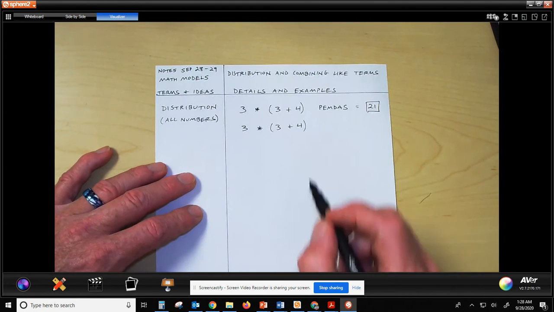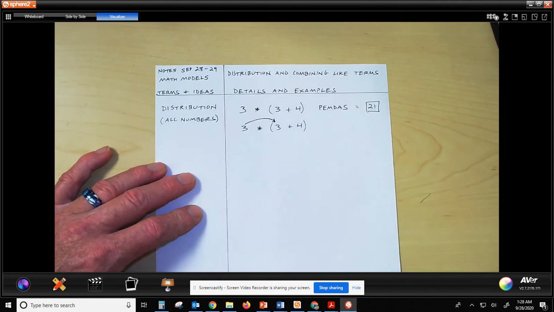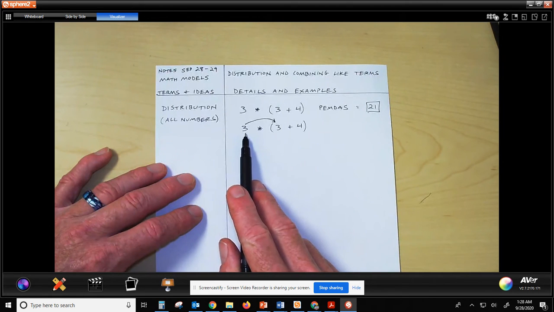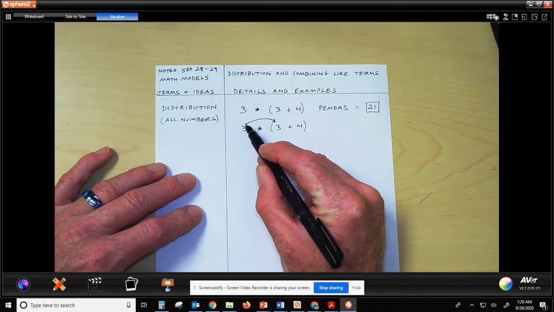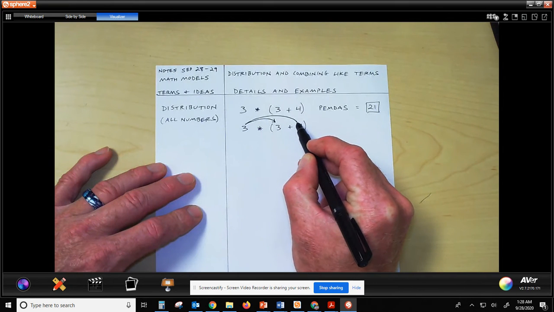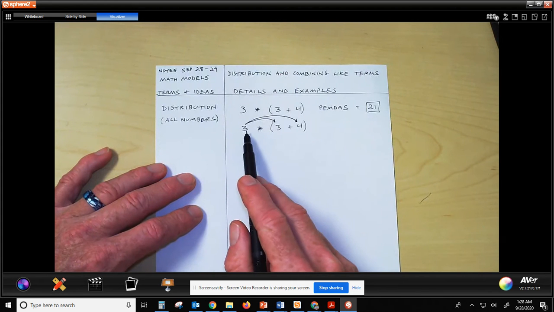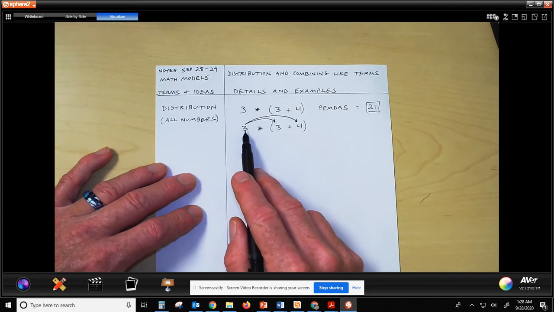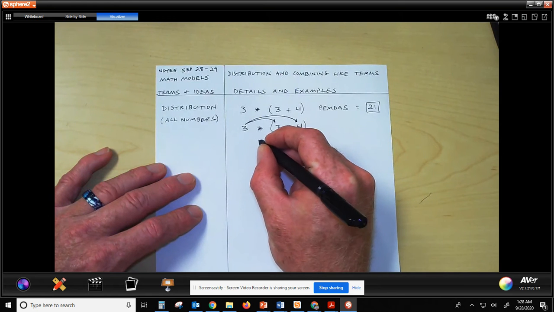So here is the distribution technique. Do you remember arrows from your past? If I have something outside the parentheses that will multiply by both on the inside, then I am going to draw arrows to both to remind me I need to multiply these individually. Okay, so if I say 3 times 3 from my first arrow, well, that's 9.